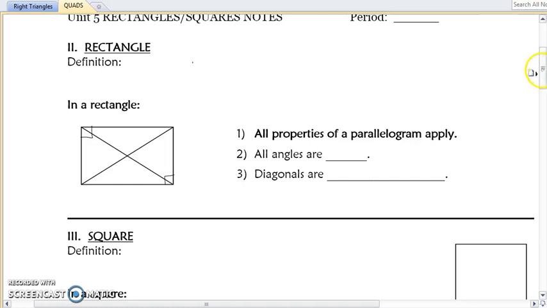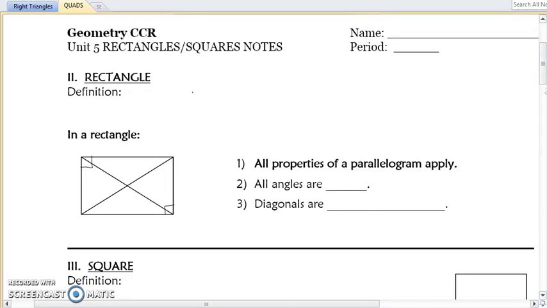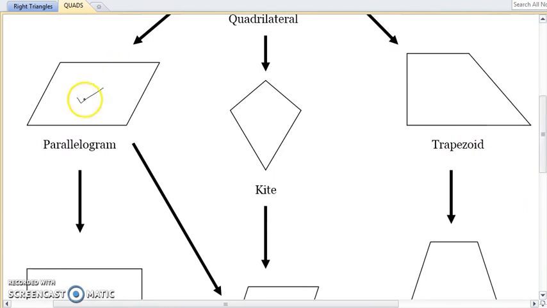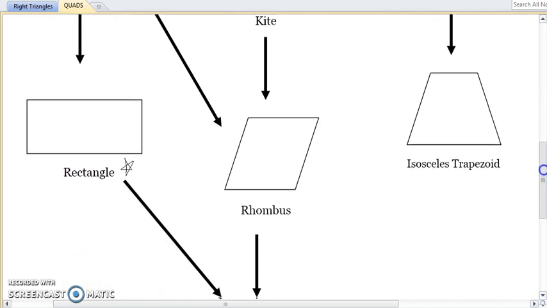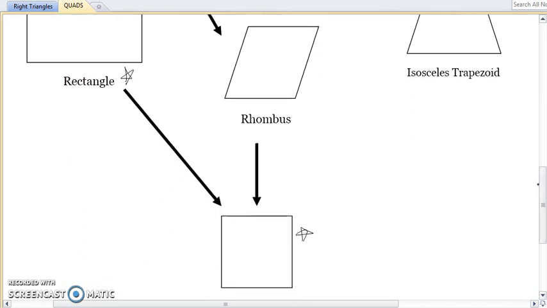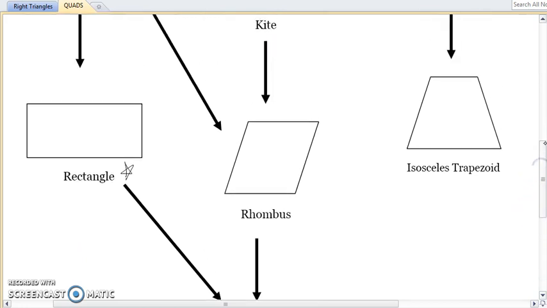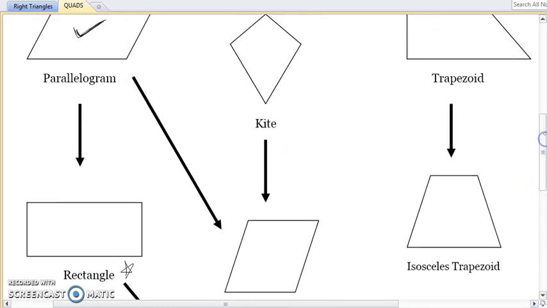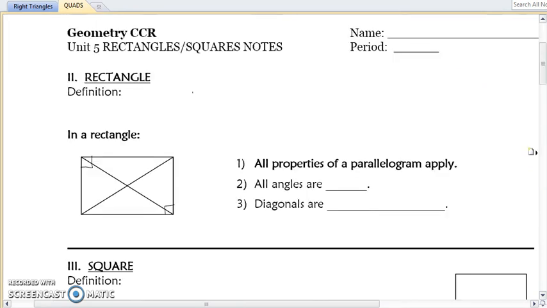So today we'll be talking about two types of parallelograms, which are rectangles and squares. If we're going back to our flow chart from yesterday, we talked about parallelogram already. So all of the properties of a parallelogram will apply to a rectangle, rhombus, and square, which are all part of a parallelogram family. But more specifically, we're going to be talking about the rectangle and square. So these will have all of the properties of our parallelogram, but additional properties on top of that.